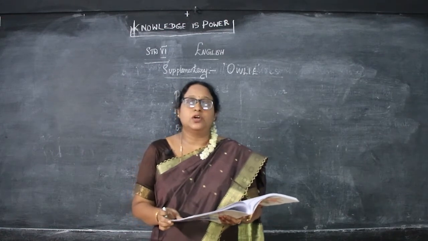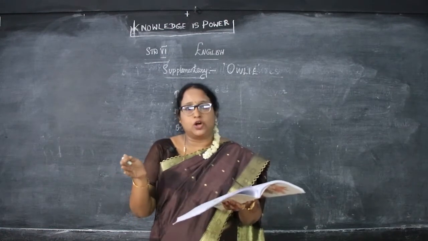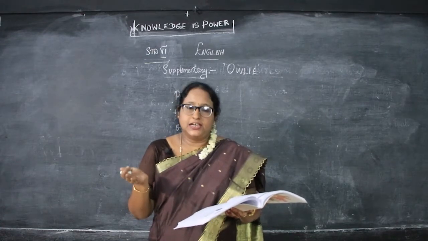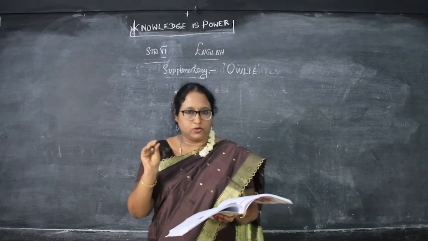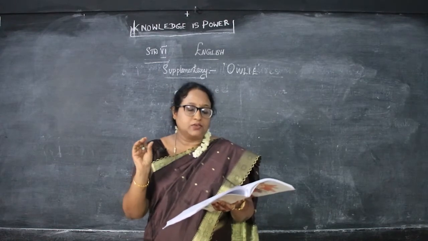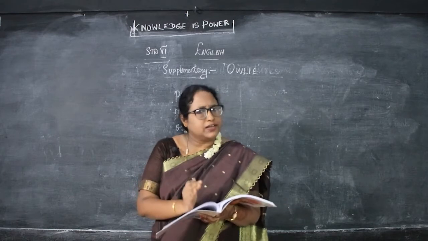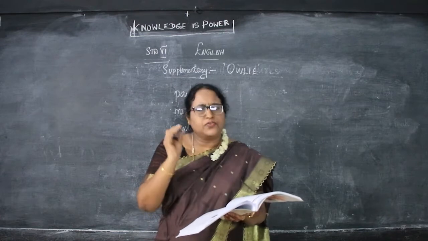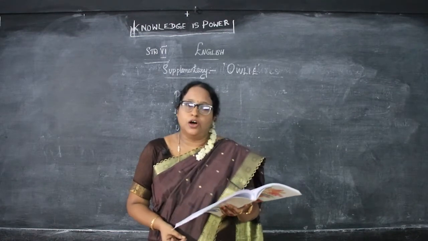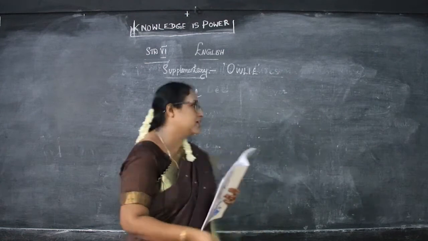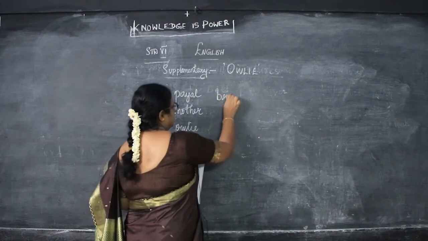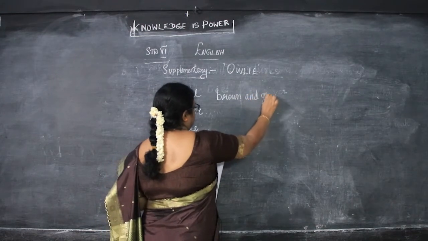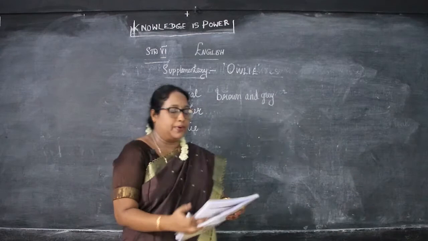So when Payal's mother opened the box, what did she see? She saw the smallest baby owlet that was sitting in one corner, because it is very small. So a small ball of brown and grey. So what is the color of the owlie? Brown and grey.